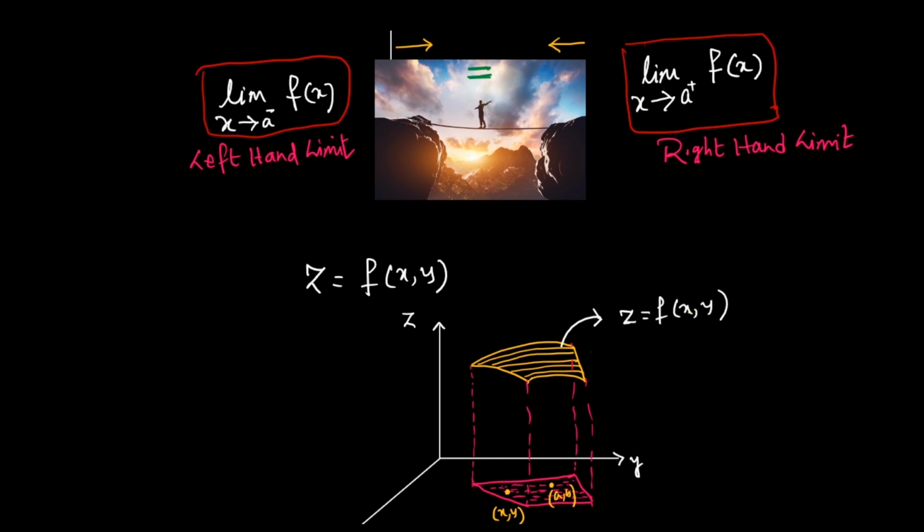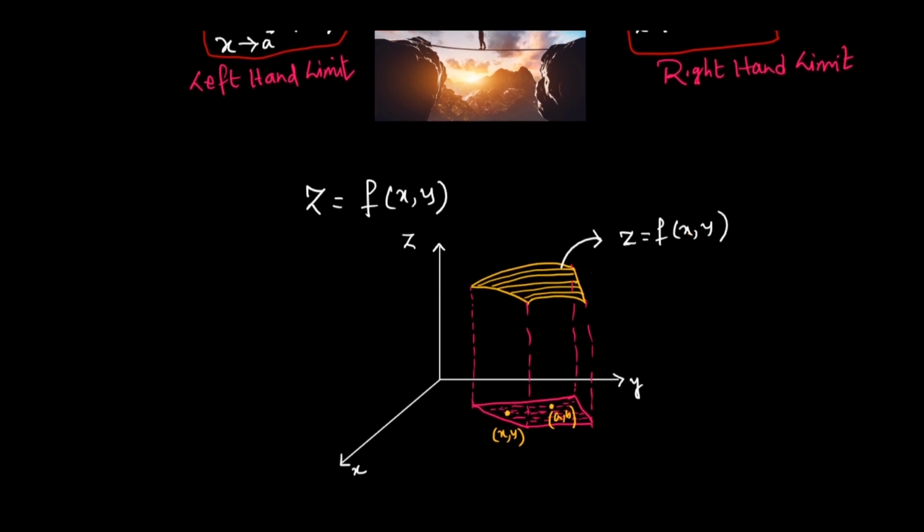So the thing is like that. How many paths, through how many paths can (x, y) approach (a, b)? Absolutely correct. (x, y) can approach towards (a, b) through an infinite number of paths. You can approach towards (a, b) being on the floor of your room through an infinite number of paths.